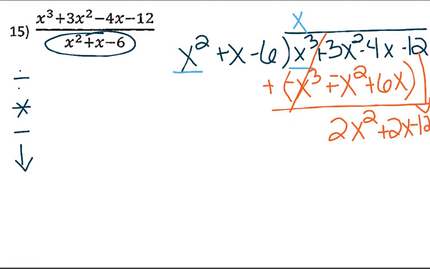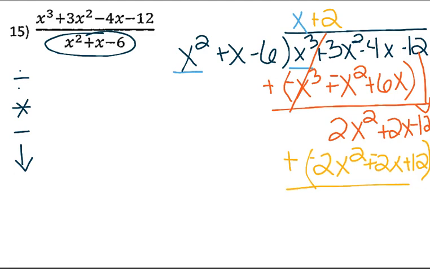All right, now I'm ready to start at the top again by dividing. So x squared goes into 2x 2 times. Then we multiply. 2 times x squared is 2x squared. 2 times x is 2x. 2 times negative 6 is negative 12. So if I subtract this all out, 0, 0, 0, remainder 0. So my solution is x plus 2.